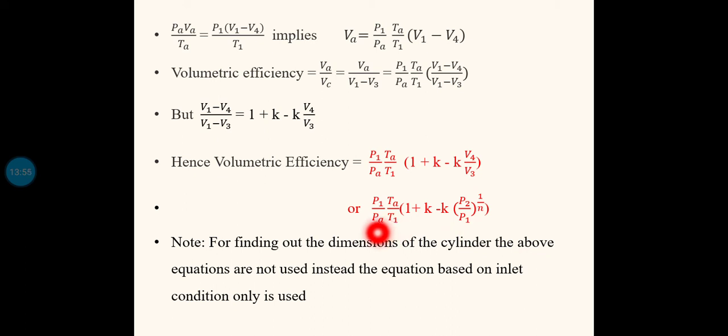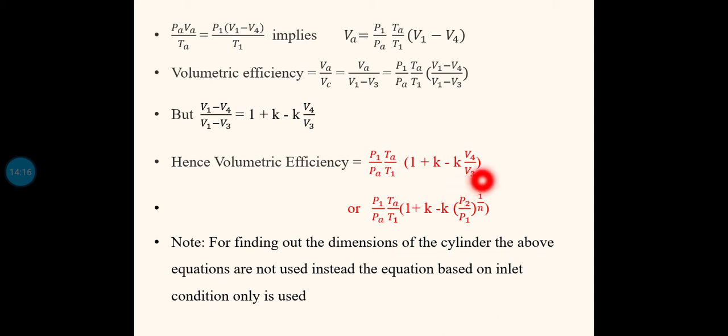Otherwise you can go for the other equation. And one more thing you have to notice: for finding out the dimensions of the cylinder, the above equations are not used. Instead, the equation based on the inlet condition only is used. Never use this equation to calculate the dimensions of the cylinder, like diameter. If you want to find the diameter of the cylinder, then never use this equation.